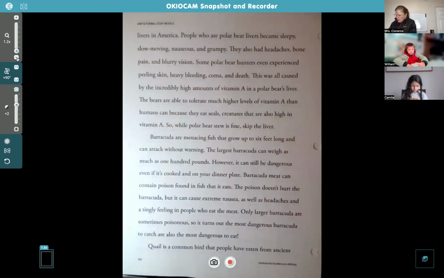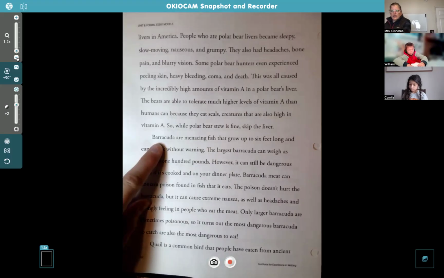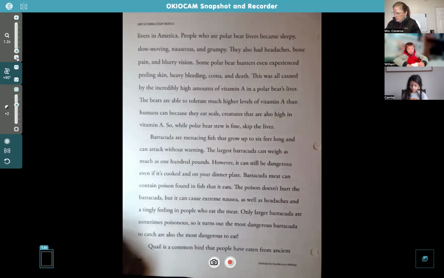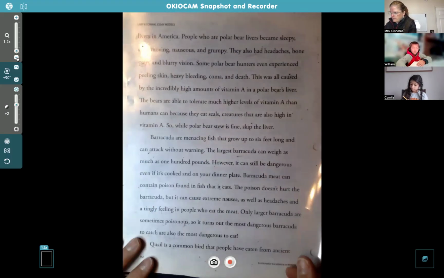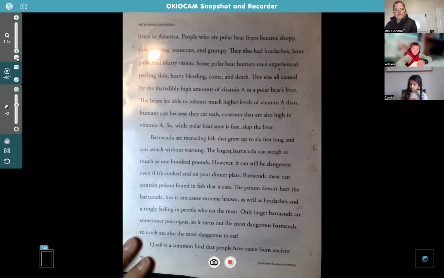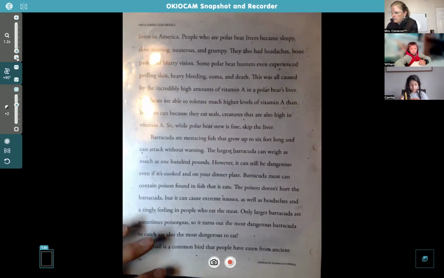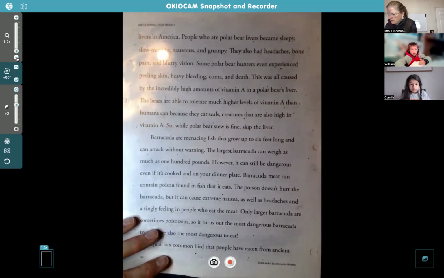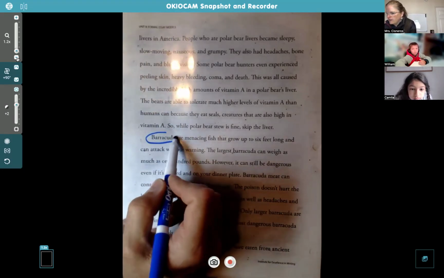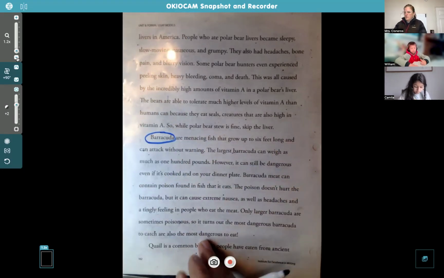So William, go ahead and read the first sentence of this paragraph here on the back. Barracuda are menacing fish that grow up to 6 feet long and can attack without warning. Good. Okay, so what animal are we going to talk about in that paragraph? Barracuda. The barracuda. Another type of fish.